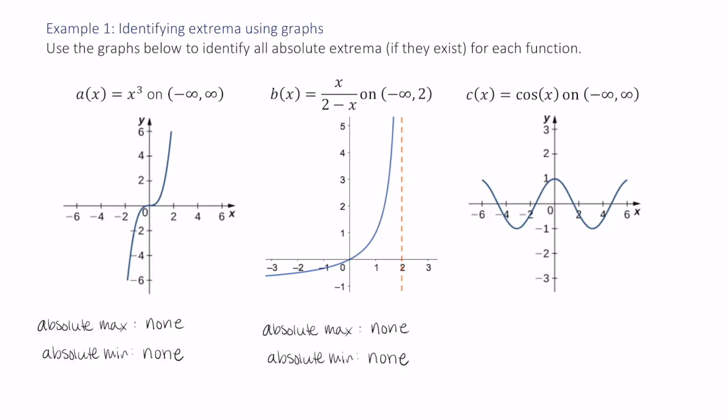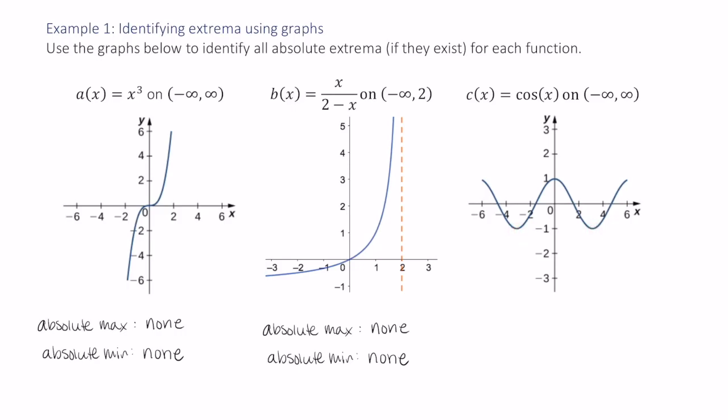Next, c of x is equal to cosine of x, and again, the domain here is all real numbers. If you notice, we have absolute maximums at several places and absolute minimums at several places. The absolute maxima occur at even pi values. So here I have 2 pi, here I have 0 pi, negative 2 pi, and so on. The absolute minimums occur at odd values of pi. So here's negative pi, here's positive pi.